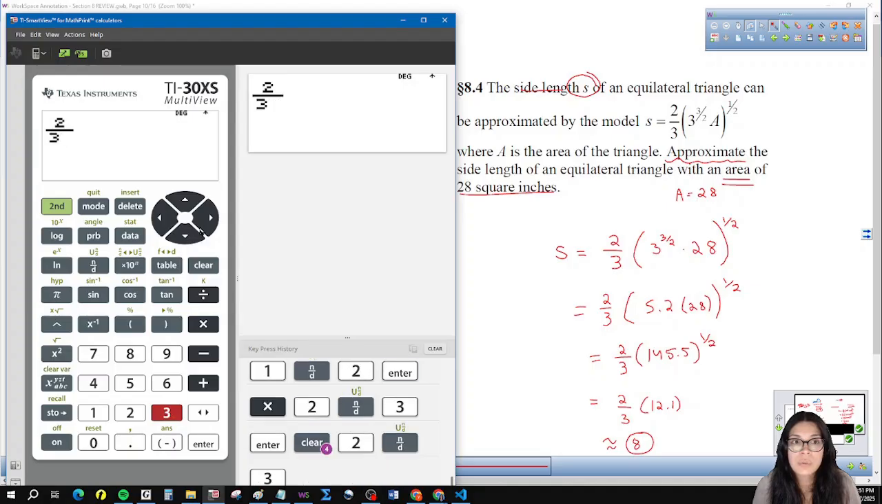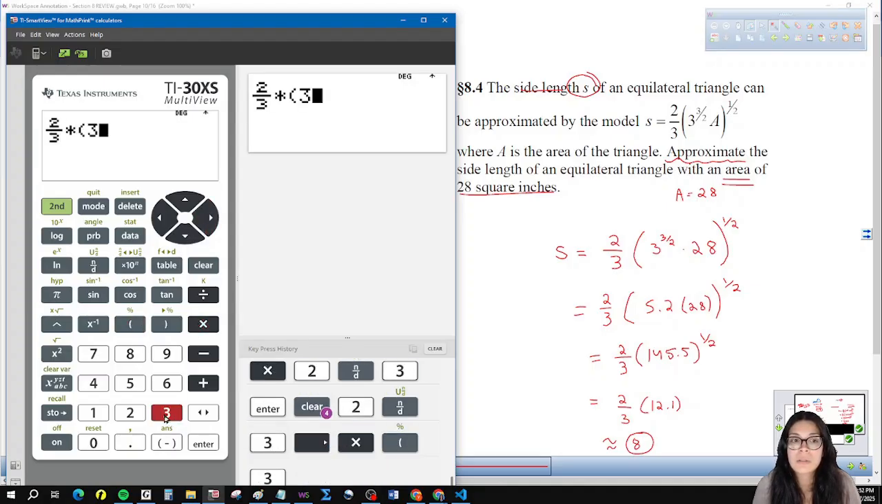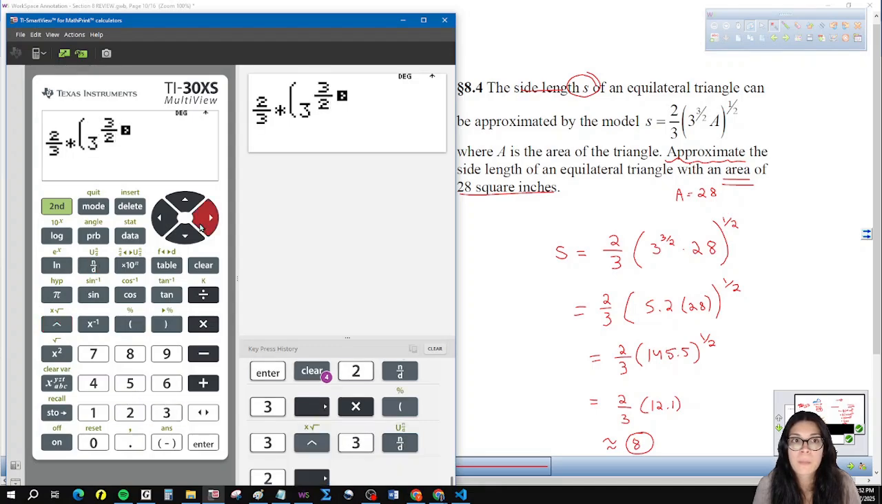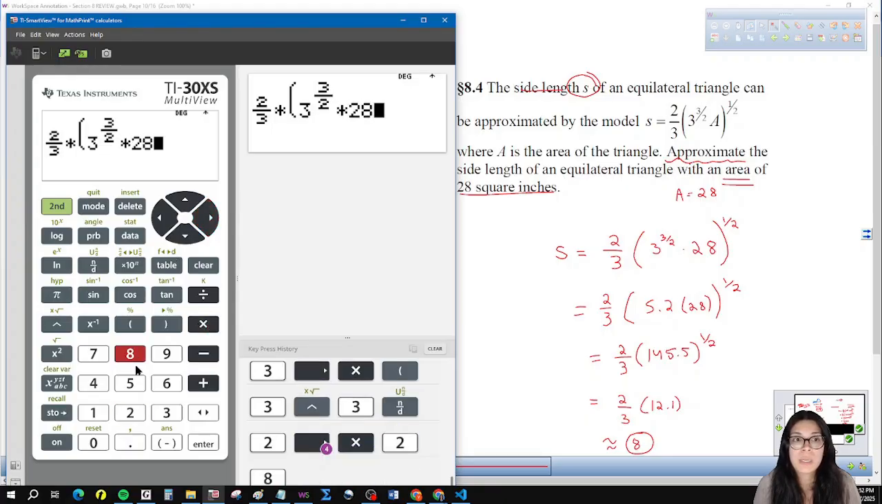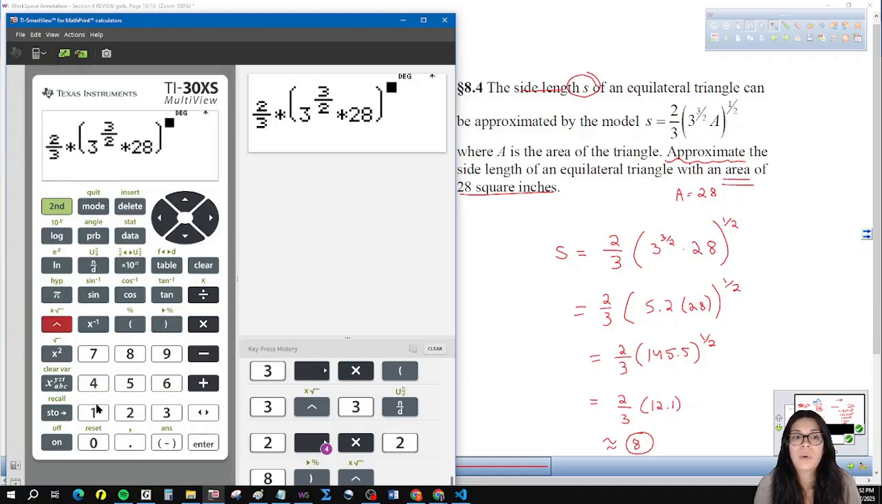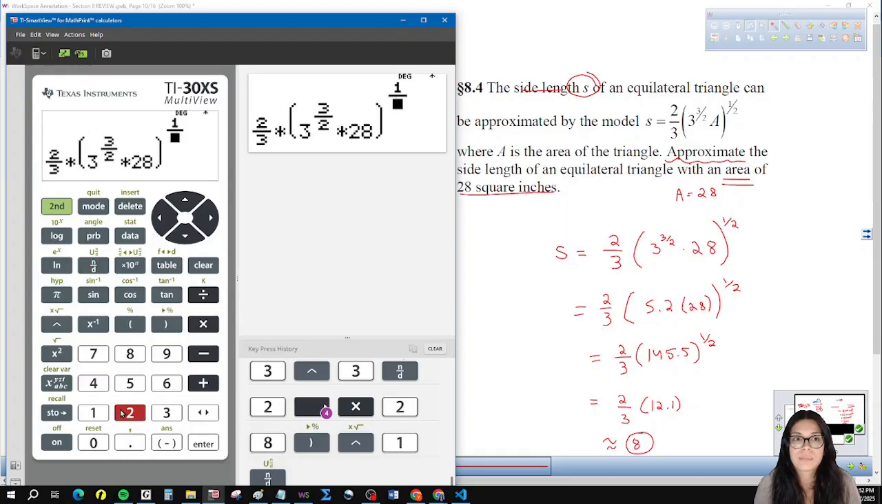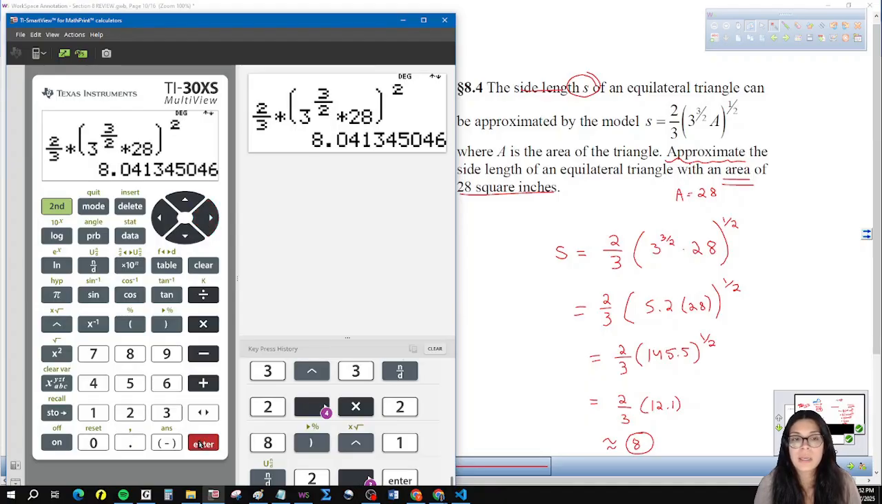So we have a 2/3, and then that's being multiplied in the parentheses 3 to the power of 3 over 2. And then that 3 to the power of 3 over 2 is being multiplied by 28. That ends the parenthesis, and then all of that has the power of 1/2. Okay, so that's the full equation. And then we click enter, and you see that same 8. All right.